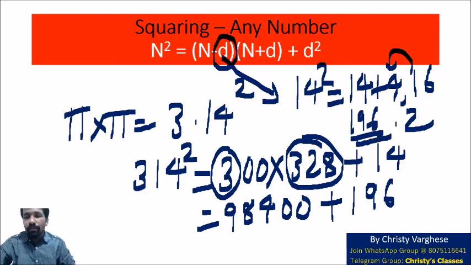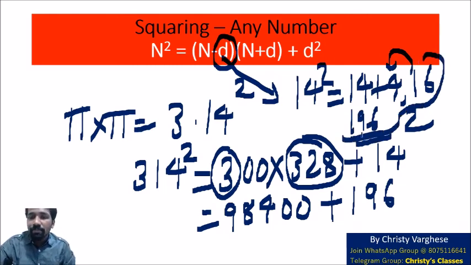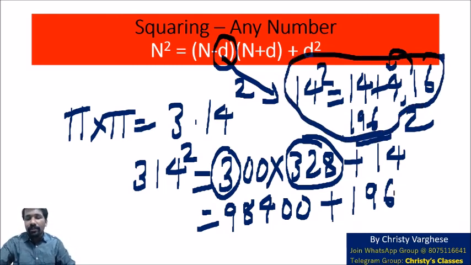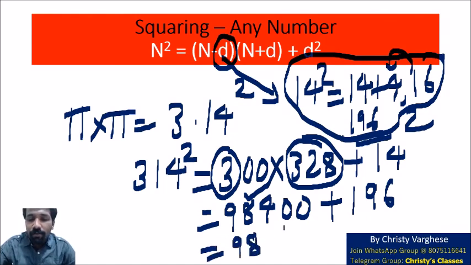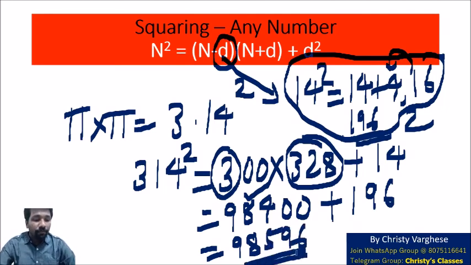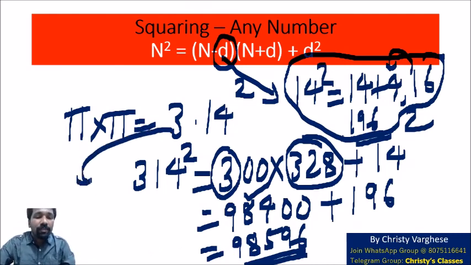As I told, please be clear about whatever we learned in last class, that will be helpful here also. So we understood that 98400 plus 196 will be the answer, that is 984 plus 196. 984 plus means 985, 96 will be the answer. That is 314 square, but what we want is 3.14 square now.